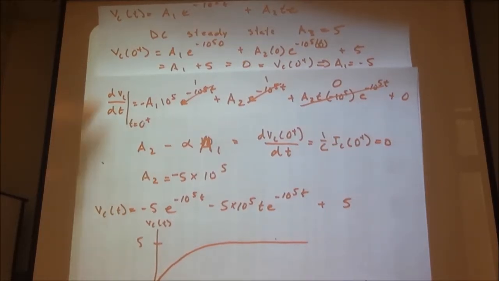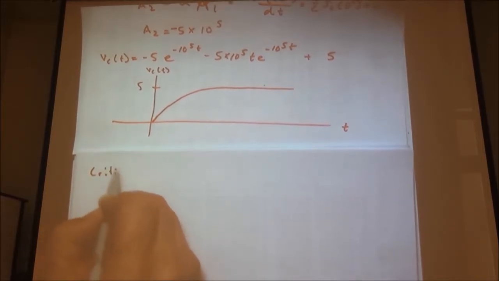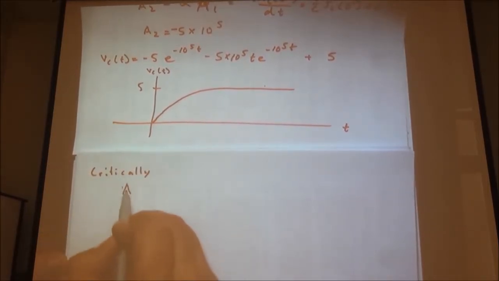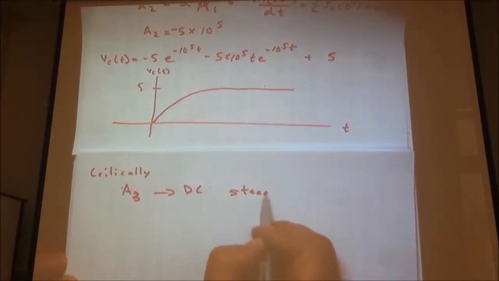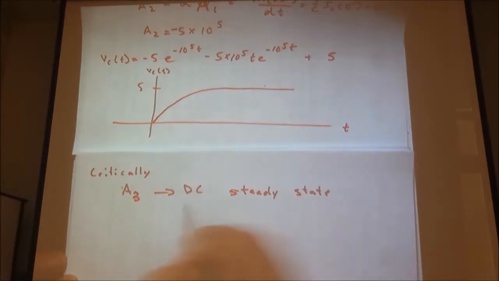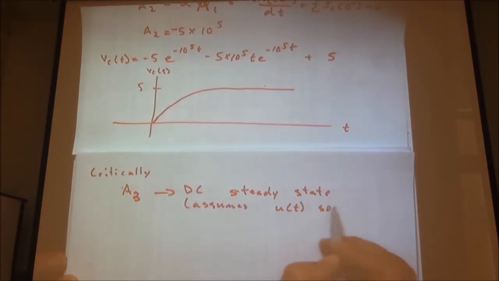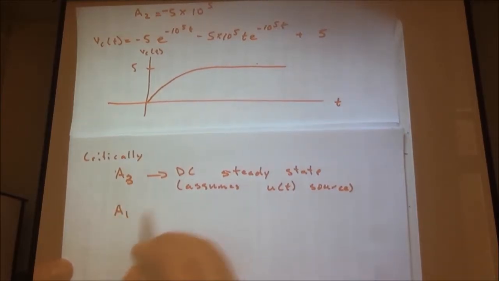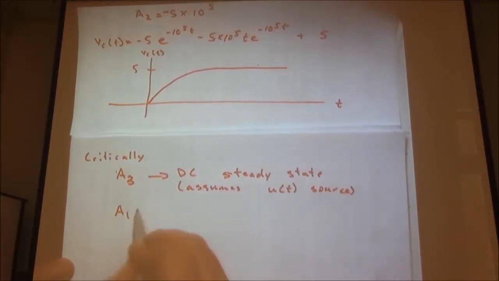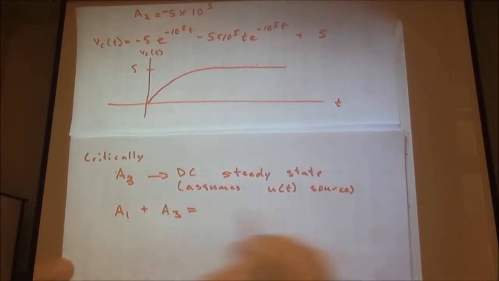And so again, just to summarize what we looked at here, the critically damped case: how do we find our constants? A3 from DC steady state. Again, this assumes a step function source, which we look at a lot. A1 from our initial conditions. A1 plus A3 equals vC at 0 plus.